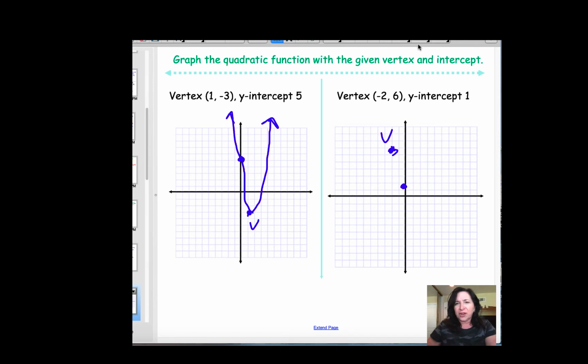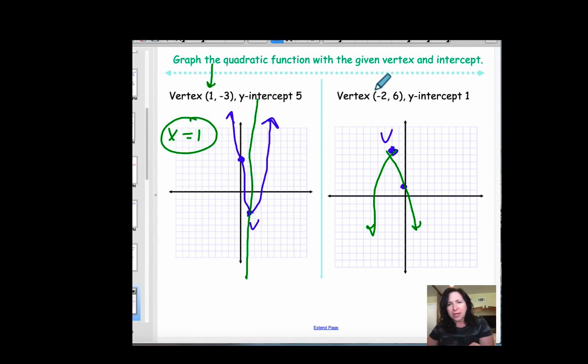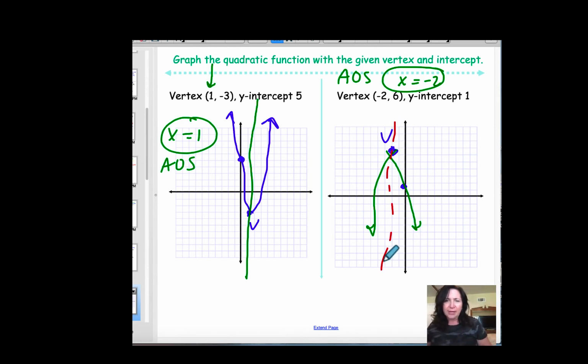So the vertex is here. For this graph, look what's happening here. That's got to go through that. So a couple of different things. Number 1, I have an axis of symmetry. Write down, it always cuts it in half, right? The axis of symmetry is always that x coordinate. So it'd be x equals 1. For the other graph, the axis of symmetry is going to be x equals negative 2, and we call it axis of symmetry. So if you ever see this AOS, that's what that is. And remember, it's just that line, cuts it in half, just straight down like that.